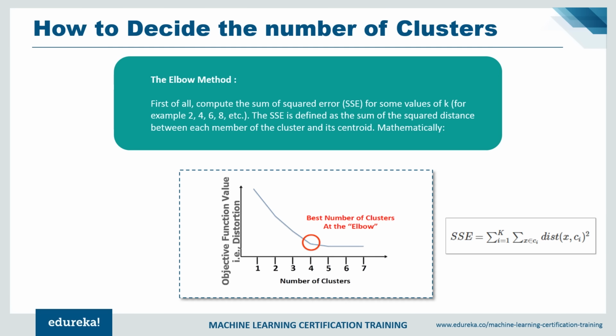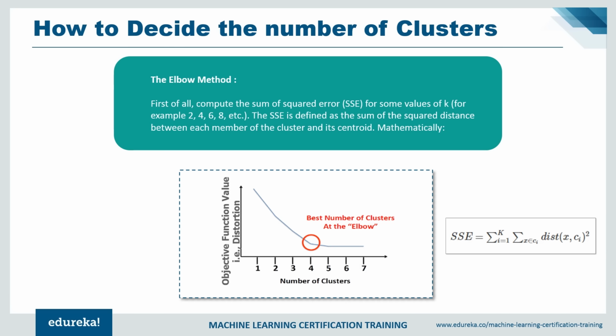So an important part here is to understand how to decide the value of k, or the number of clusters, because it does not make any sense if you do not know how many clusters you're going to make. So to decide the number of clusters, we have the elbow method. So first of all, compute the sum squared error, which is the SSE, for some values of k. For example, let's take 2, 4, 6, and 8. Now the SSE is defined as the sum of the squared distance between each member of the cluster and its centroid. Mathematically, it is given by the equation which is provided here.